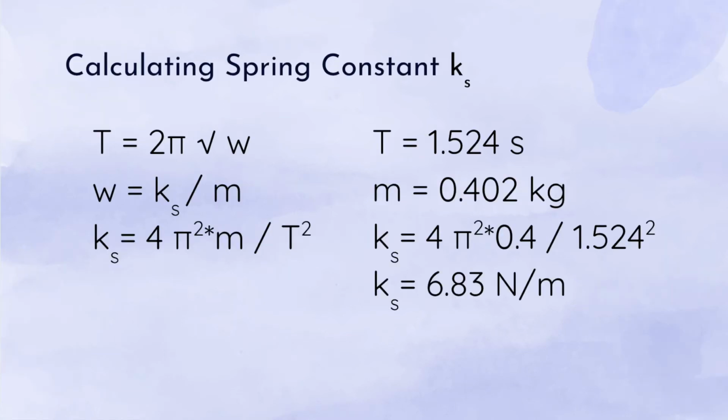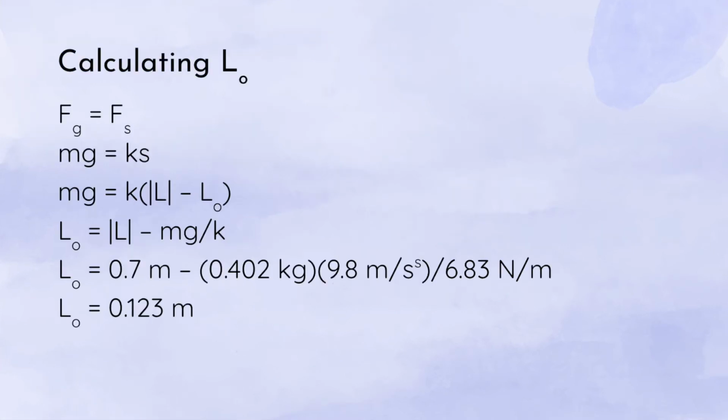This slide shows the work we did to calculate the spring constant Ks. Here it shows our process that we used to get to this variable, and then our actual value of the spring constant is Ks equals 6.83 newtons per meter. This slide shows how we calculated L0. It shows our process and how we got there, and our value, which is L0 equals 0.123 meters.